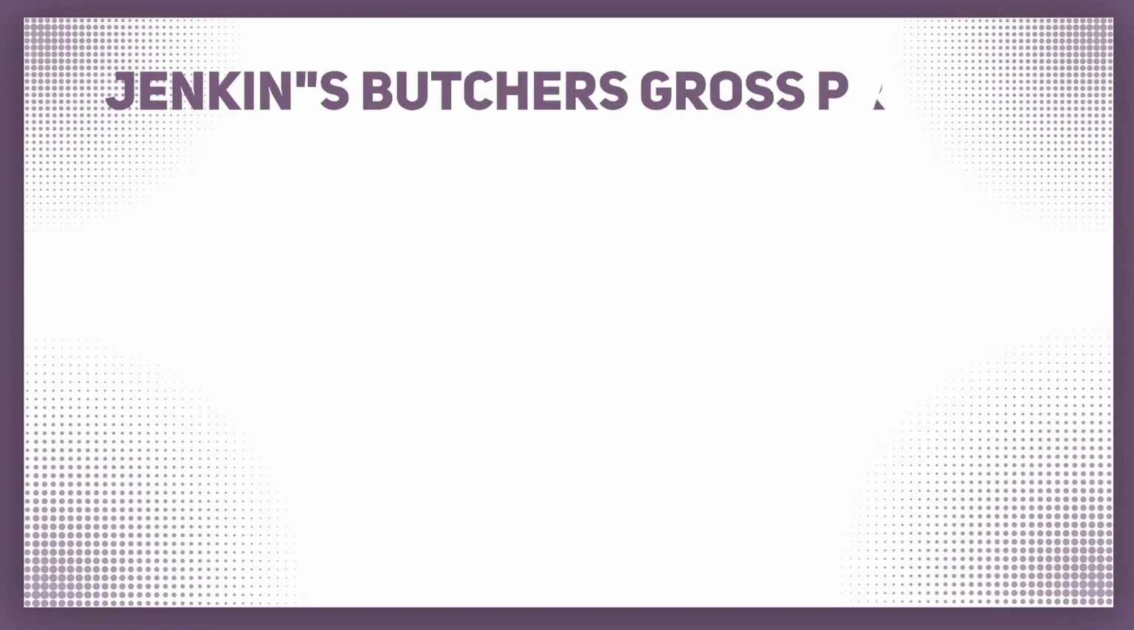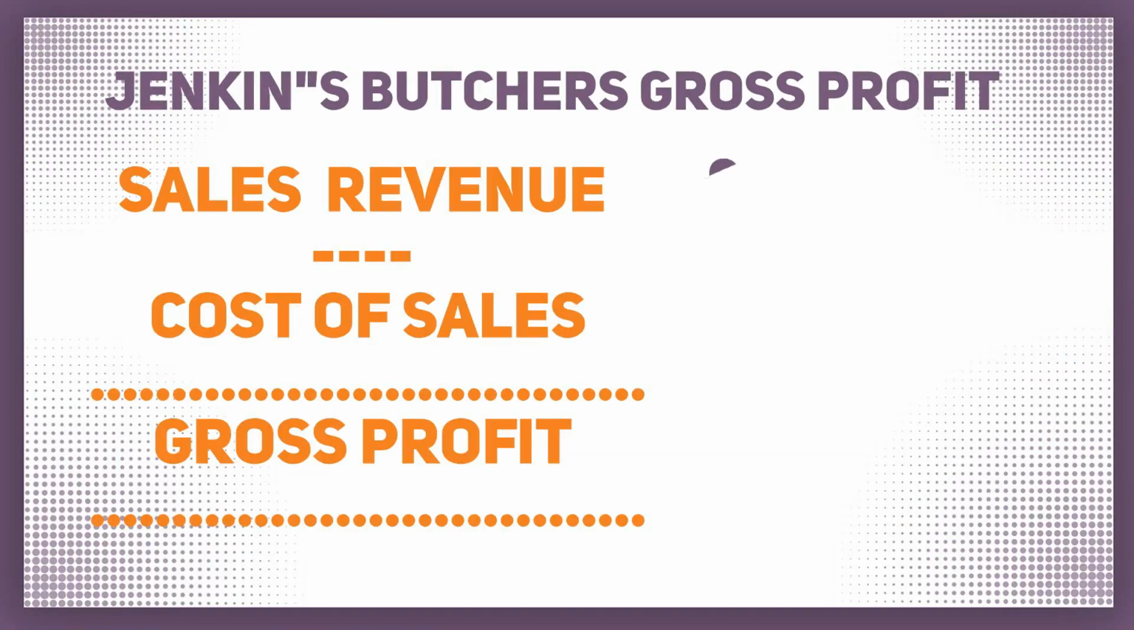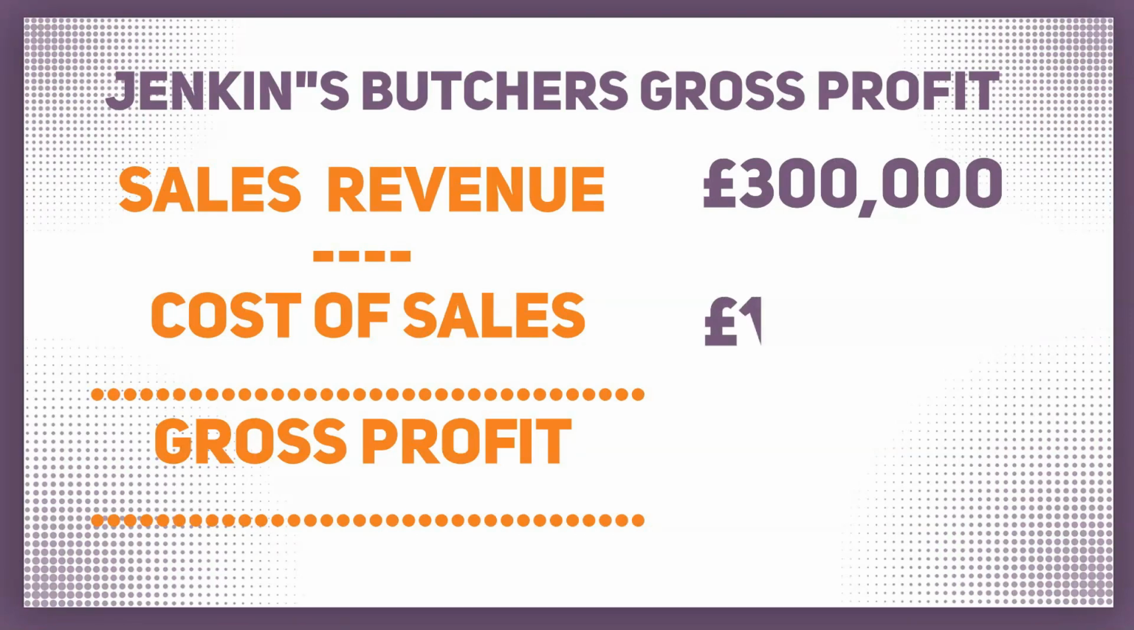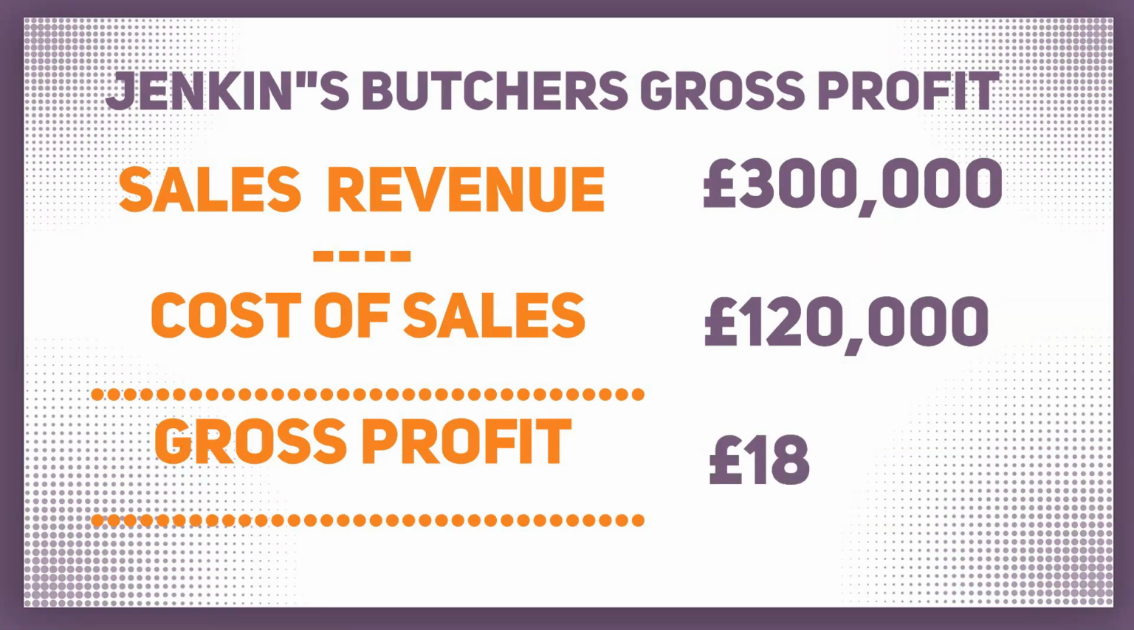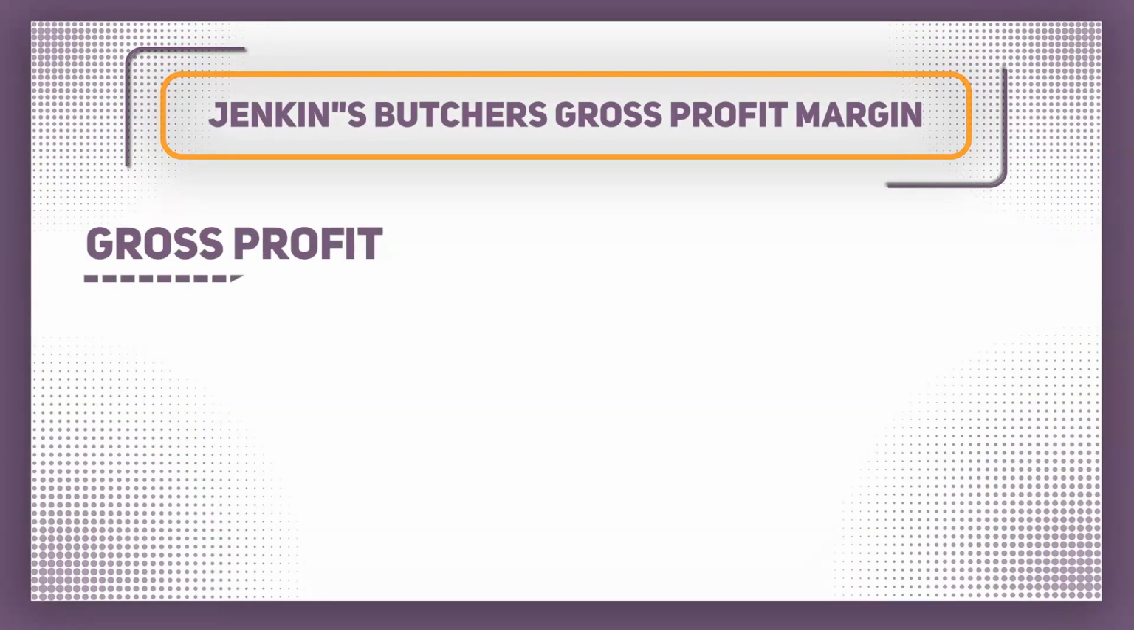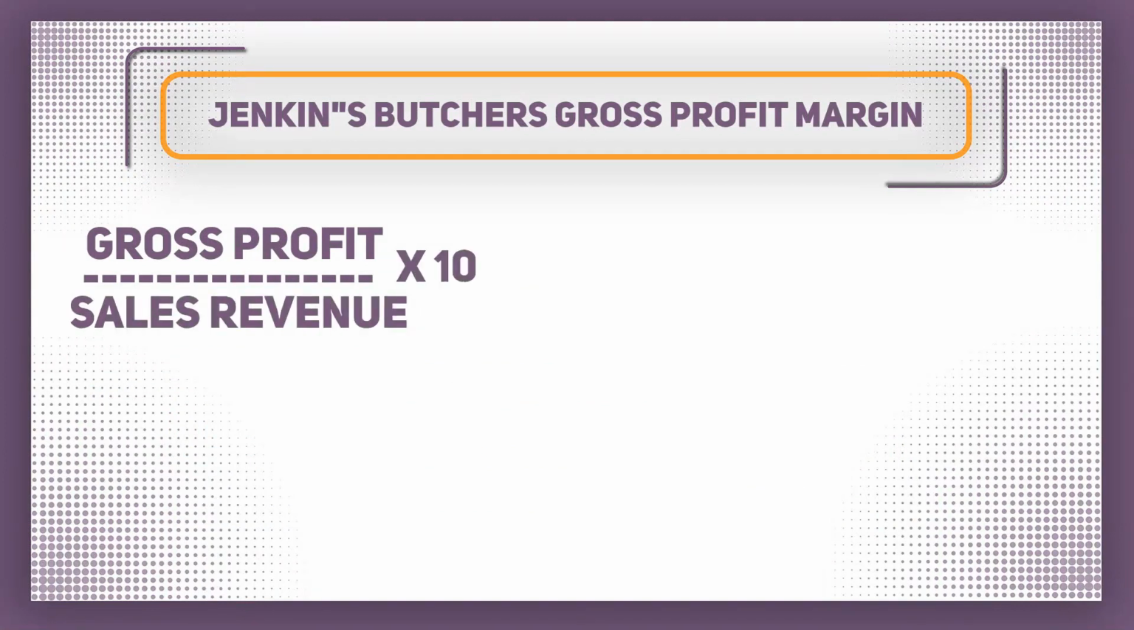So now let's calculate the gross profit. Let's first look at David Jenkins the Butcher's and their gross profit margin. So the butcher's shop has sales revenue of £300,000. And to work out the gross profit, we need to take away the cost of sales, which is £120,000, and this equals gross profit of £180,000. So, to work out Jenkins' profit margin as a percentage, we need to take that gross profit, divide it by the sales revenue, and multiply it by 100.